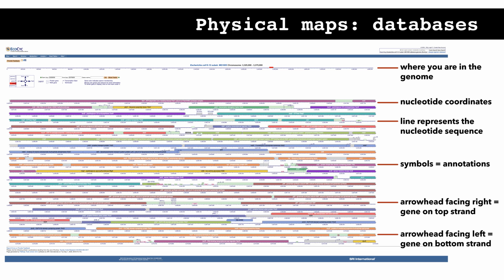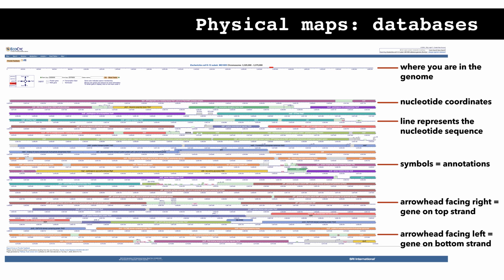If you zoom in on a position in the map, you restrict your view to smaller and smaller regions. And as the magnification increases, so does the resolution. In this view, you can see the nucleotide coordinates, and the line represents the nucleotide sequence. You can see the annotations more clearly and see annotations that weren't visible at the genome view.